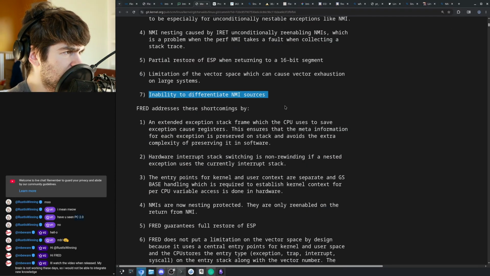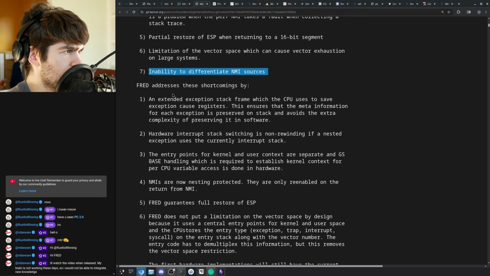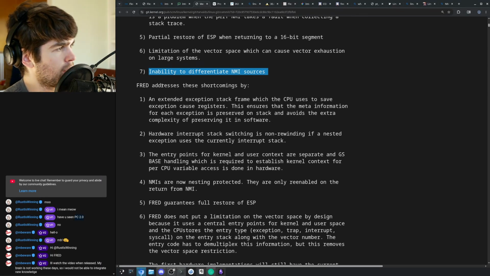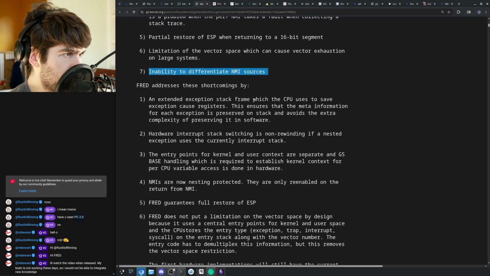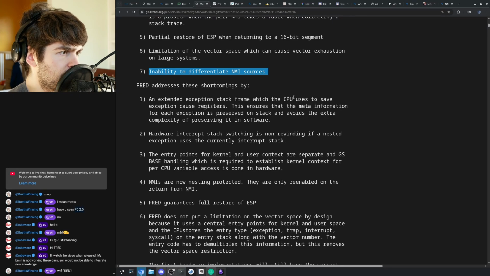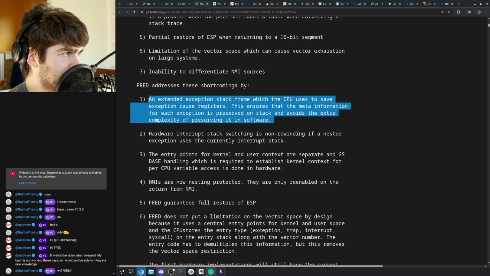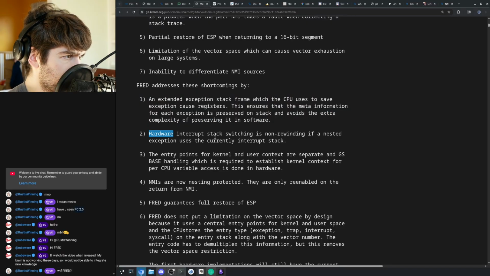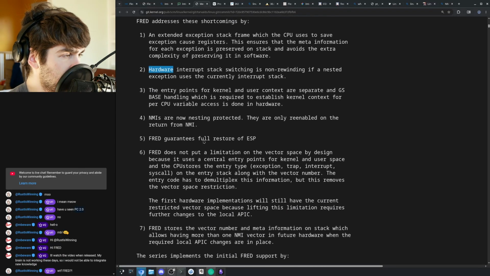Ability to differentiate NMI sources. Okay, FRED addresses the shortcoming by an extended exception stack frame, which the CPU uses to save exception cause registers. This ensures that the meta information for each exception is preserved on the stack and avoids the extra complexity of preserving it in software. What the heck, FRED? Hardware interrupt stack switching is non-rewinding if a nested exception uses the current interrupt stack. I have no idea what that means.